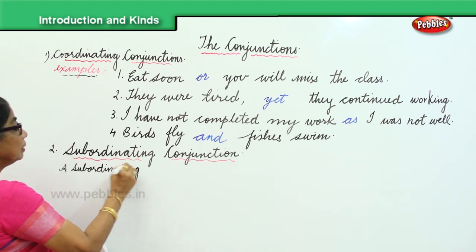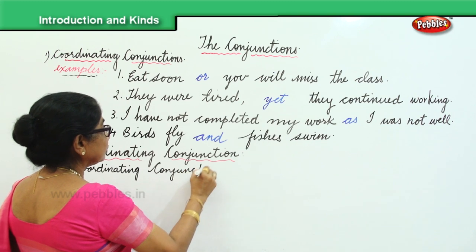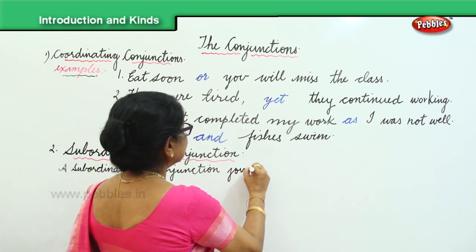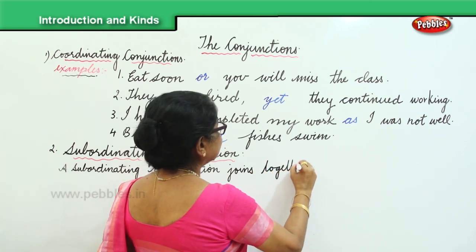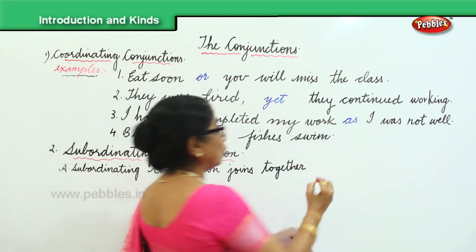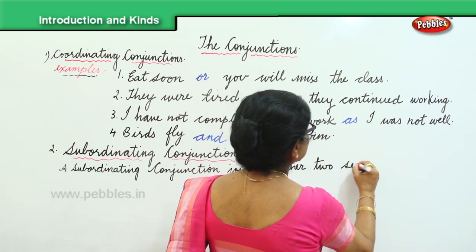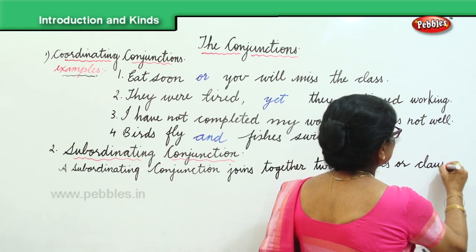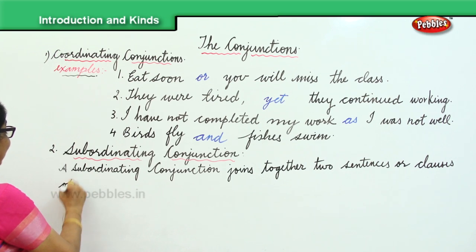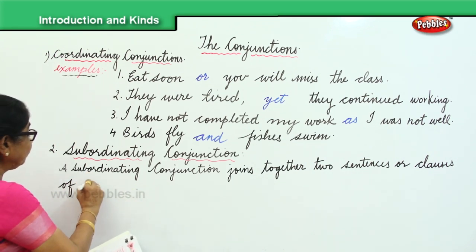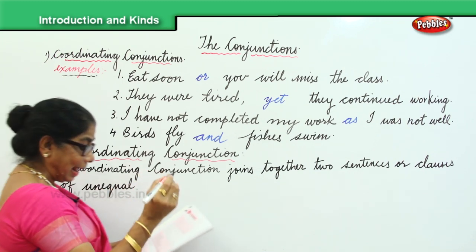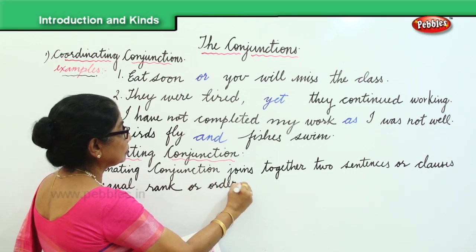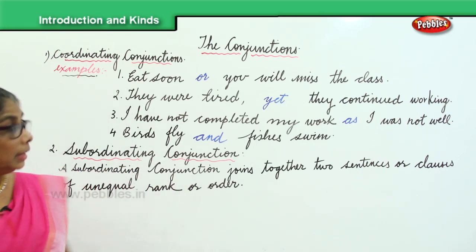So, here you say a subordinating conjunction joins together two sentences or clauses of unequal rank or order. For equal, it is coordinating. Here it is unequal, unequal rank or order. So let's look at the examples for these subordinating conjunctions.